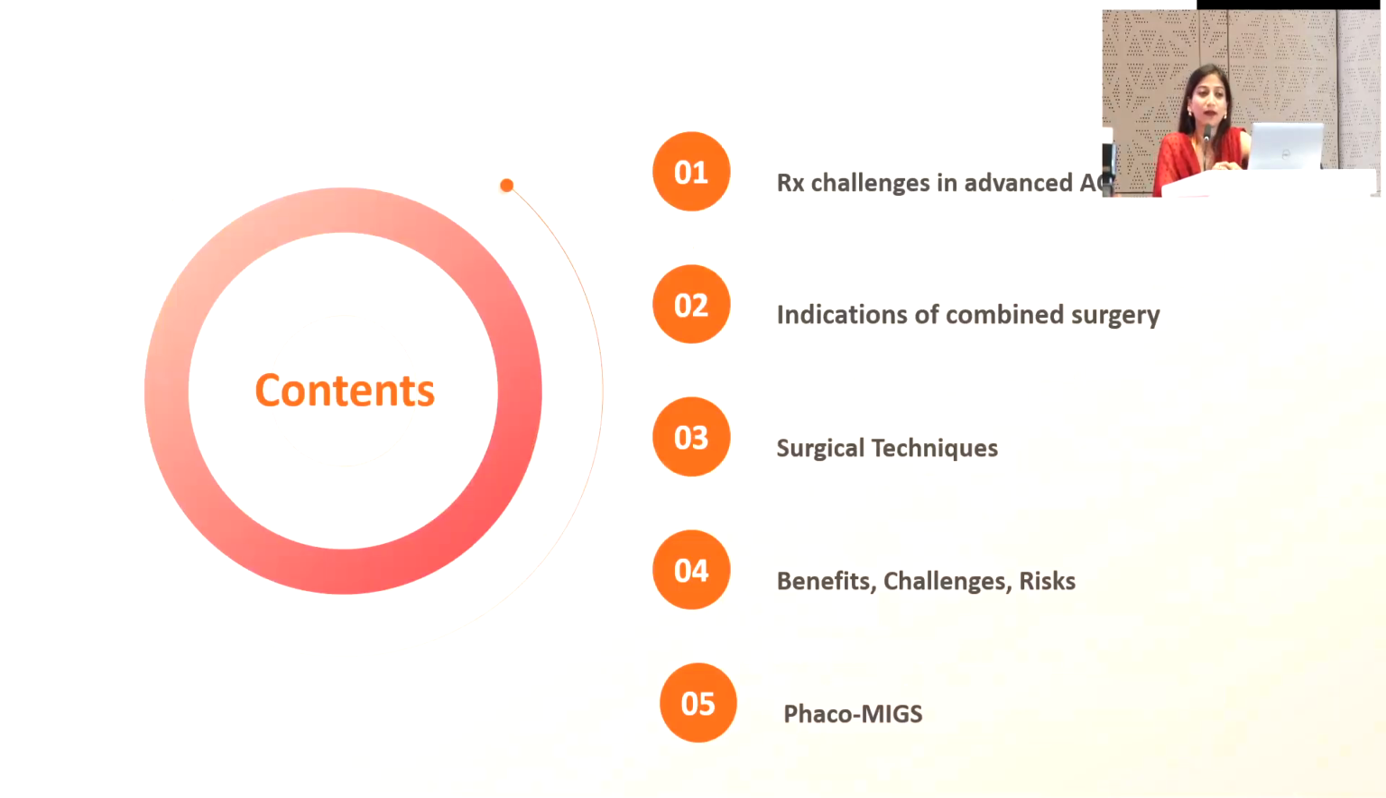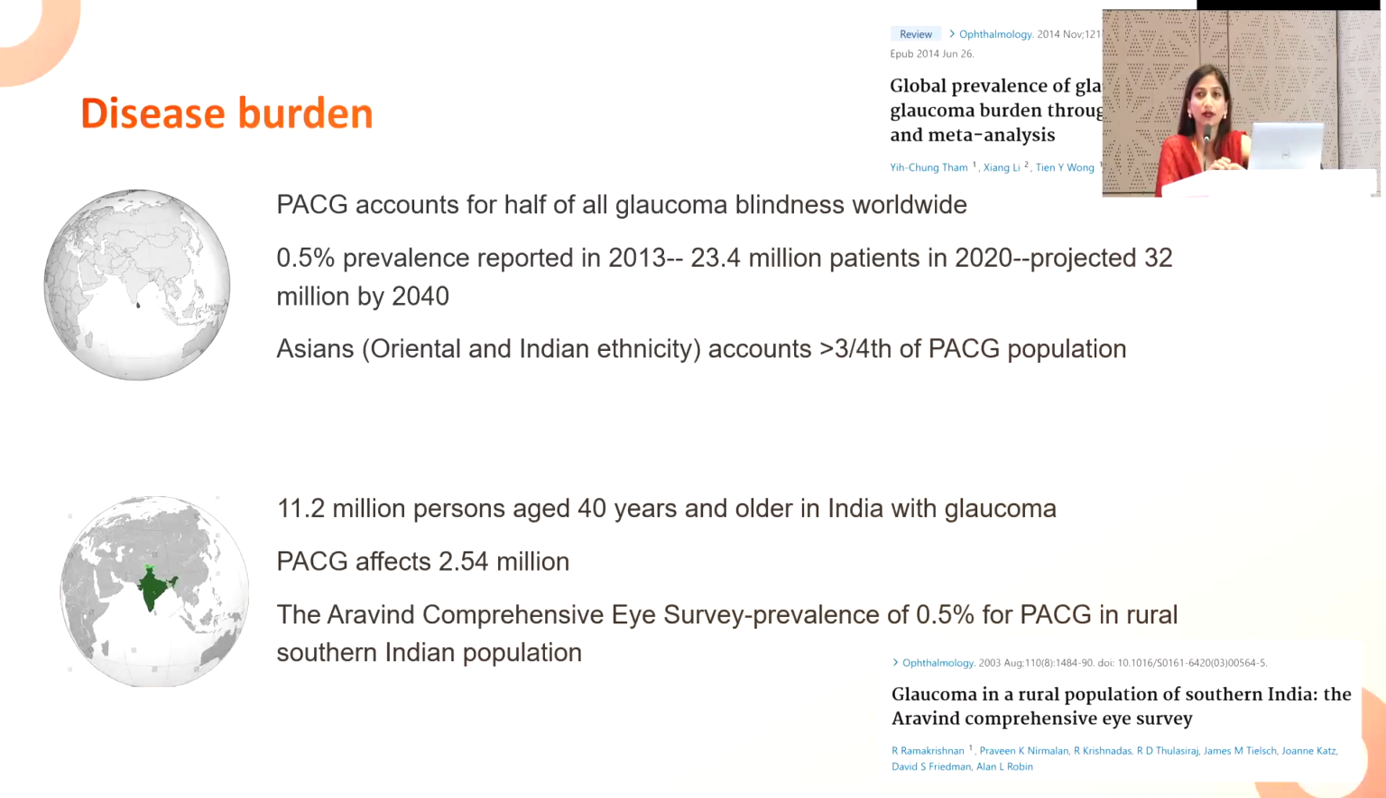So the role of combined surgery: we need to assess what the treatment challenges are when we take up a patient of advanced PACG or any angle closure glaucoma, the indications of such a combined surgery, the techniques that we have to adopt, the benefits that this combined approach gives us, the challenges and the risks associated with it, and the latest, that is phaco-MIGS in angle closure glaucoma.